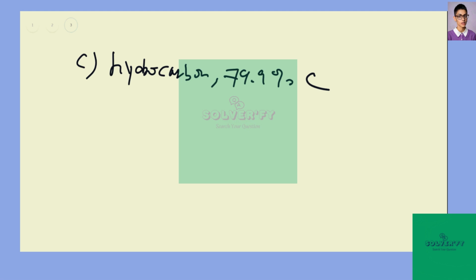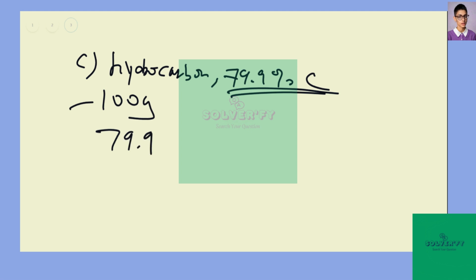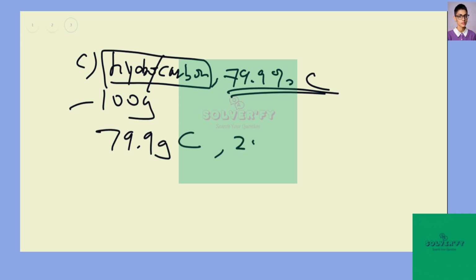Okay, so for the last one, we have a hydrocarbon with 79.9% carbon by mass. Because we are looking at percentage, and we know that 100% is the highest percentage, we can assume we have 100 gram, so we can make the calculation easier. So we have 79.9 gram of carbon. Because it's a hydrocarbon, it contains carbon and hydrogen. Therefore, we will have 20.01 grams of hydrogen, because we assume we have 100 grams of our hydrocarbon.